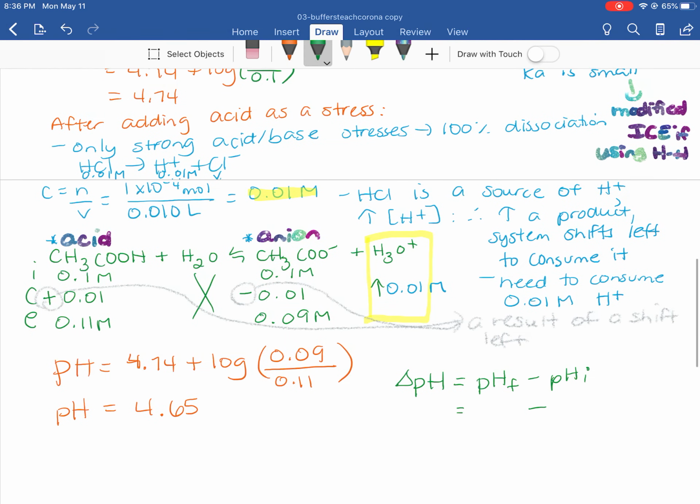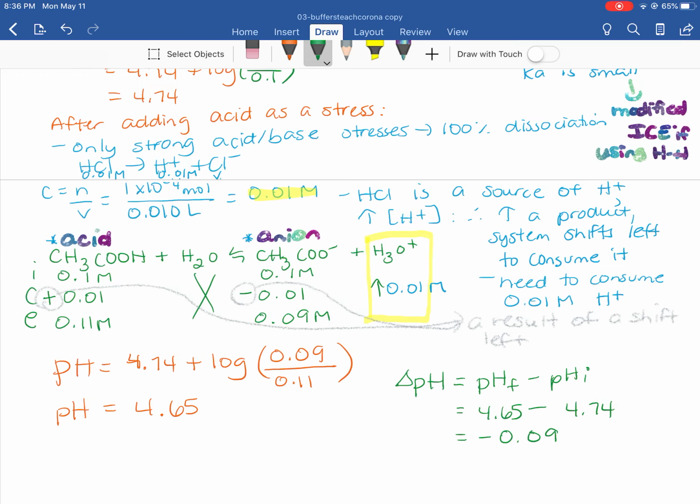Okay, so we started at 4.74, we ended up at 4.65, and that is a pH change of down, or more acidic, 0.09 units. So not a very large change in pH at all. So this buffer capacity was perfectly fine.